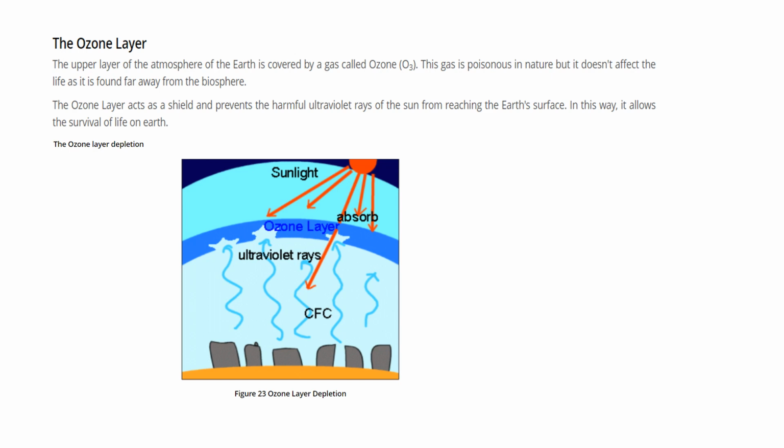But nowadays what is happening is, due to chlorofluorocarbons and other reasons, there is depletion of the ozone layer. So the harmful radiations from the sun are able to easily penetrate into the earth's surface. So this is about the ozone layer, and further we'll learn about the causes of ozone layer depletion.